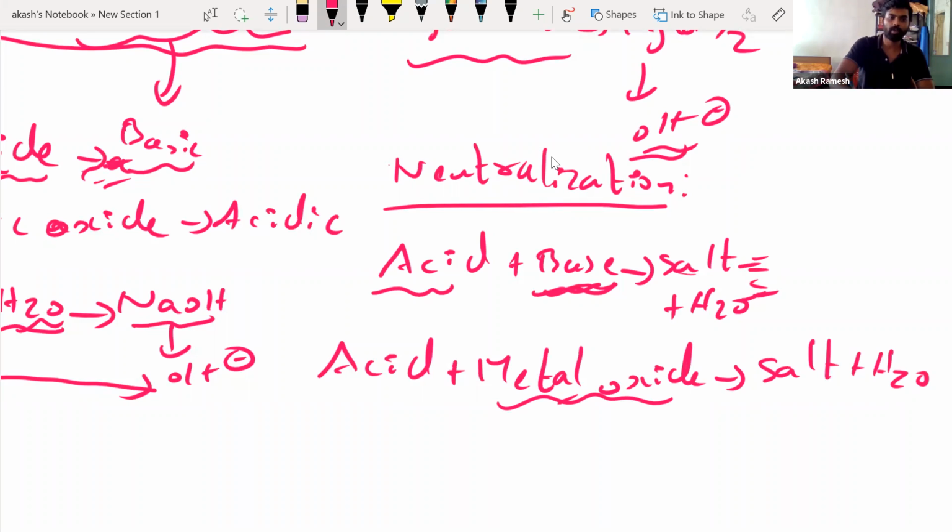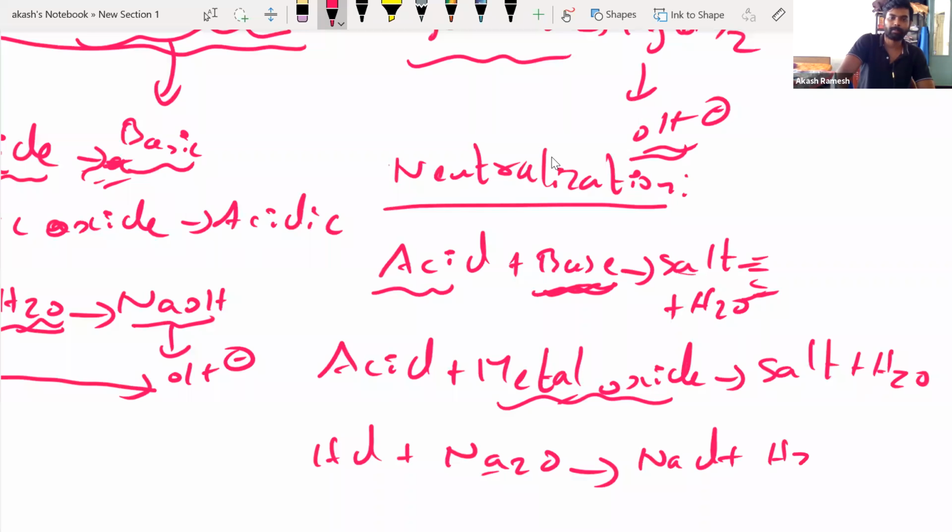If I have to give you an example, say I have acid HCl reacting with sodium oxide. It is very simple now. The salt formed will be NaCl, Na and Cl, and the other product will be H2O. Very, very simple reaction.